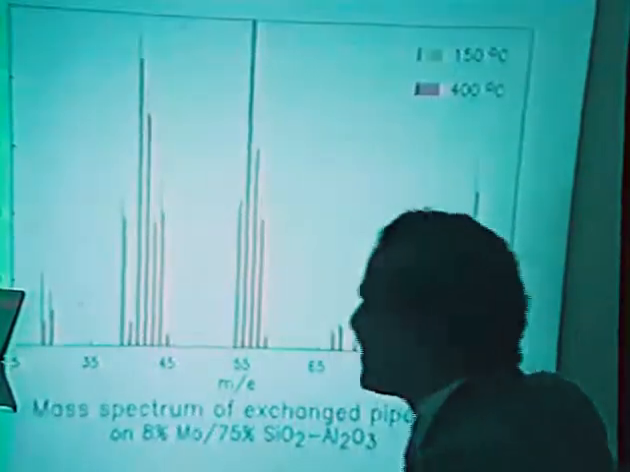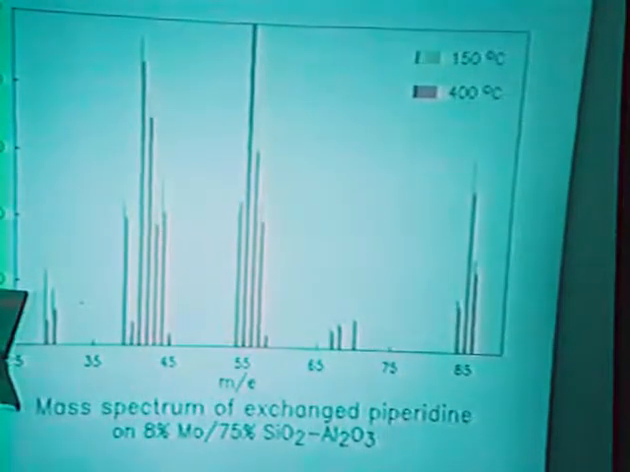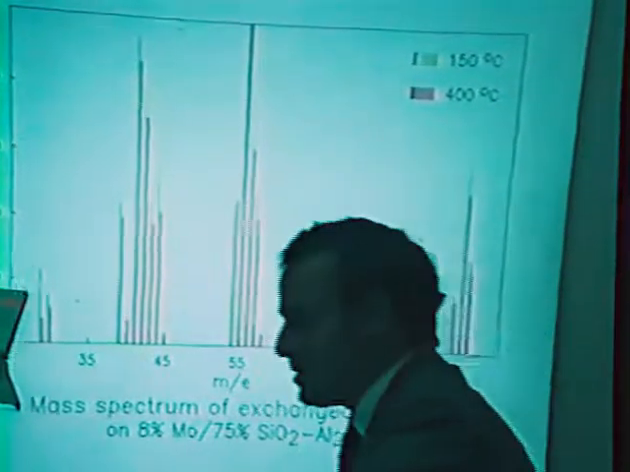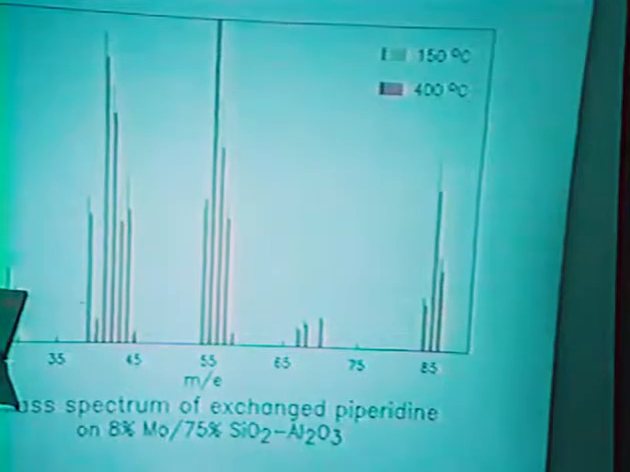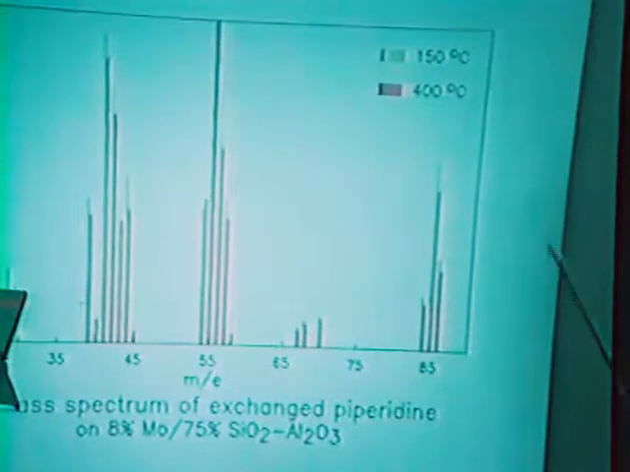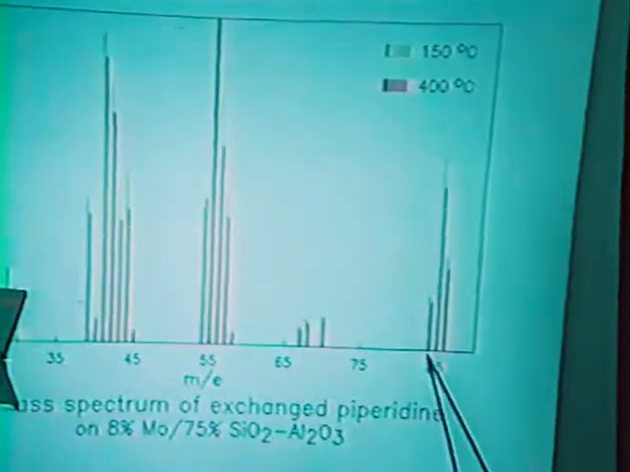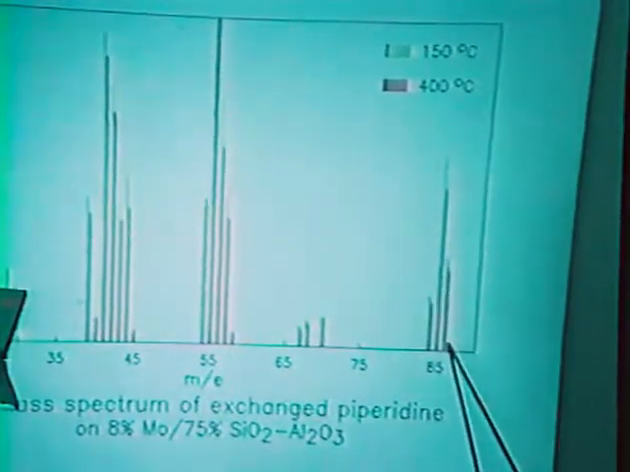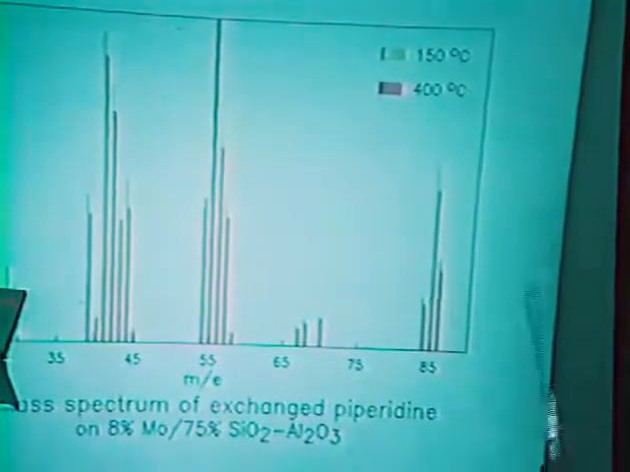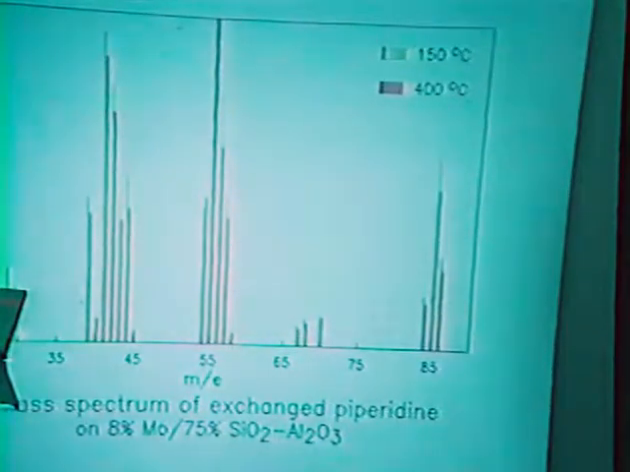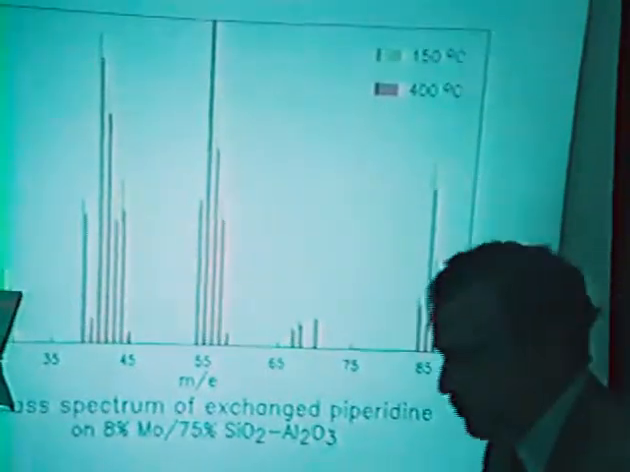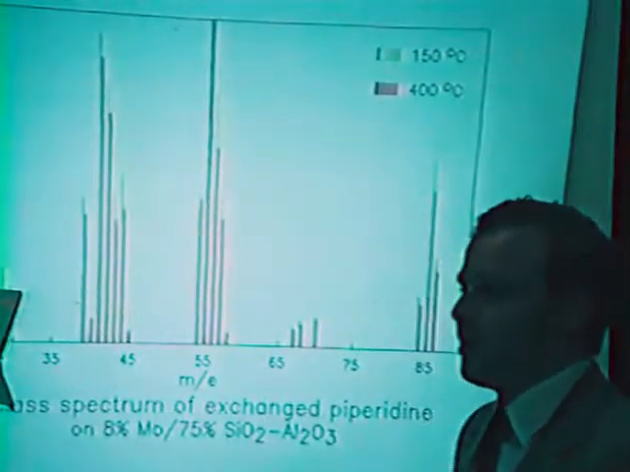Mainly the last two, 84 and 85. For the lower masses, there is no change. However, the change comes here because we have 84, 85, and 86. That means there has been an exchange with the hydrogen coming from piperidine. Now, where is that hydrogen? Where has that hydrogen gone?